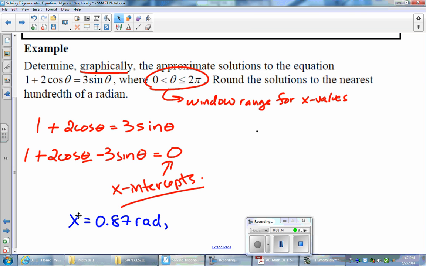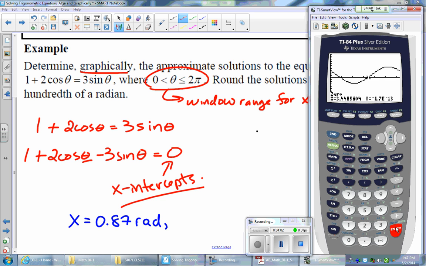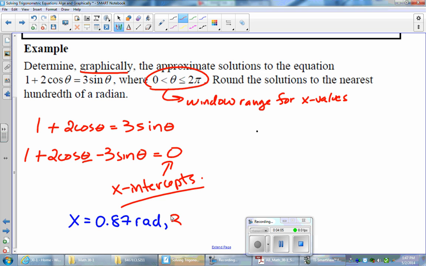And we have to find the second x-intercept. Second trace, select 2 for zero again. We take our cursor and get to the left of that x-intercept. You could select a point just about there. Let's back up a little bit. Right there is perfect. Then move to the right and enter. Our second solution is approximately 3.45 radians. And that's pretty much it.